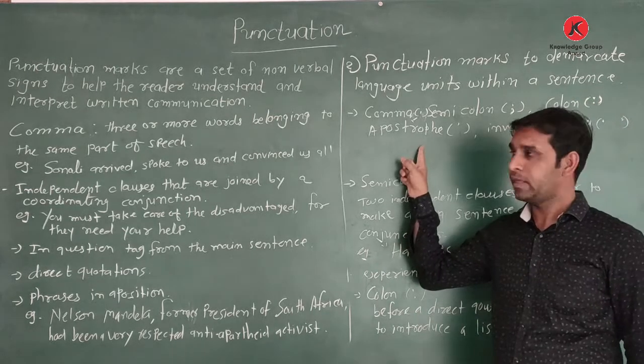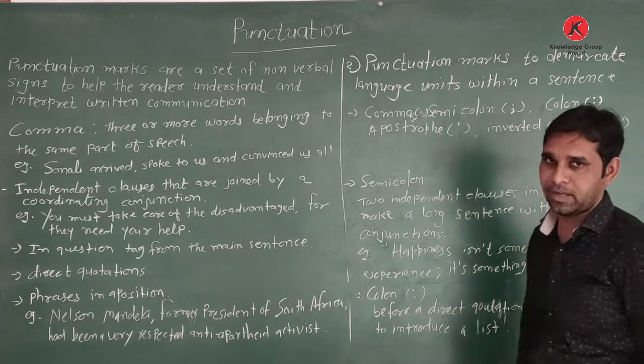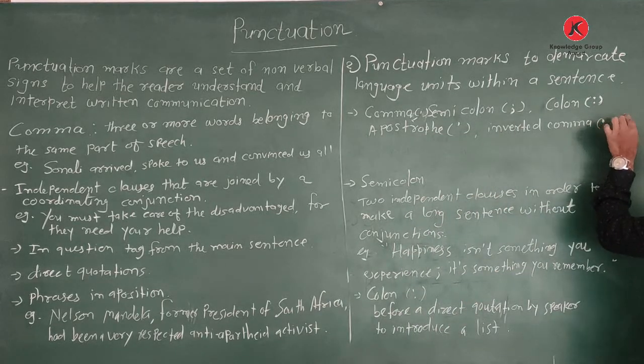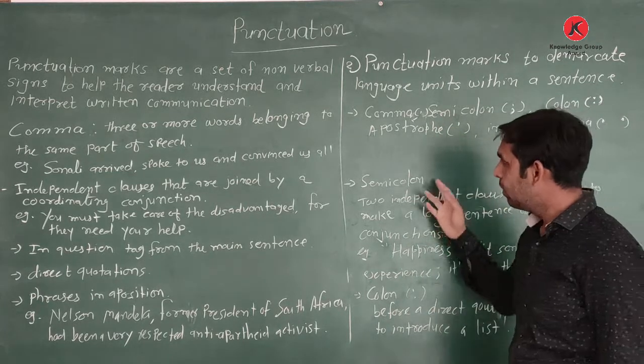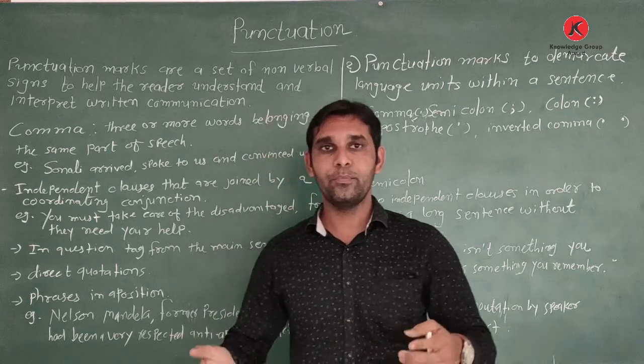Okay? Then apostrophe. Then inverted commas. Here in the bracket I have given inverted comma. So in the second part these are included. Okay. So now I am going to discuss with you about the comma, where we put the comma.